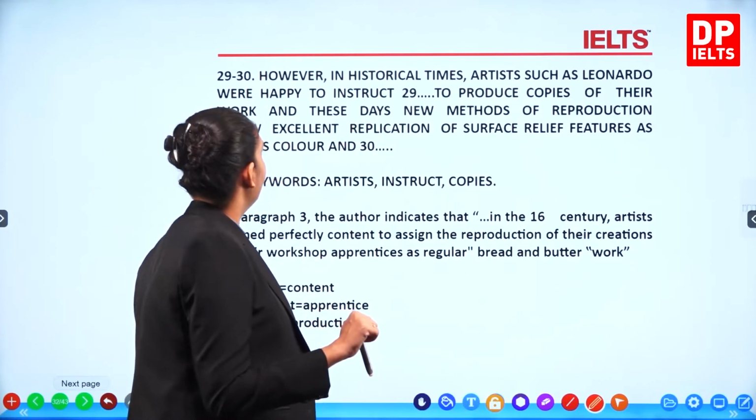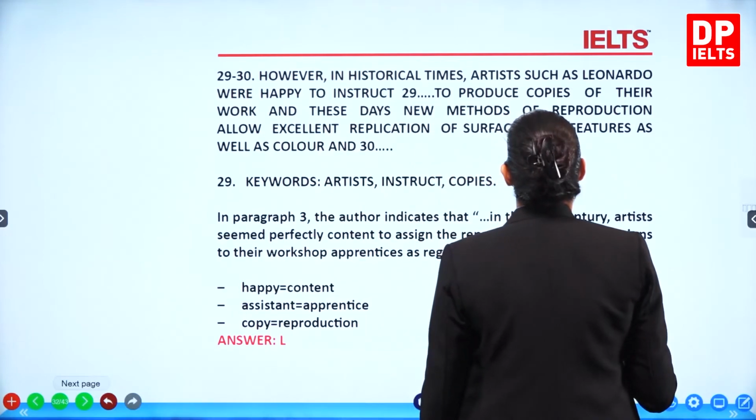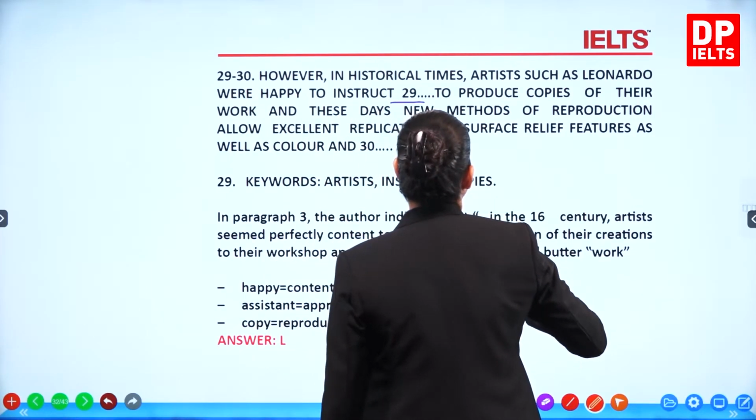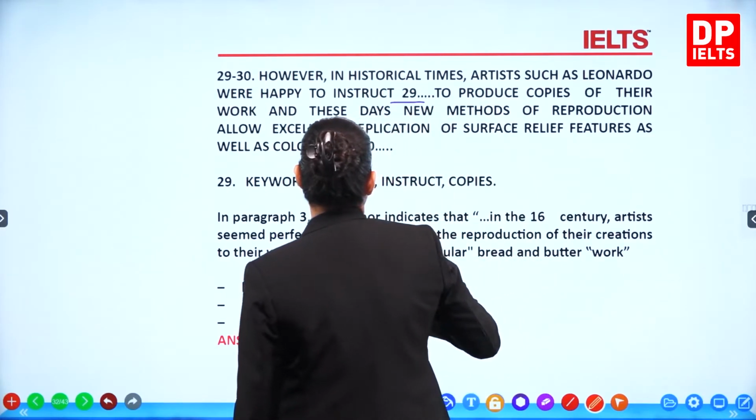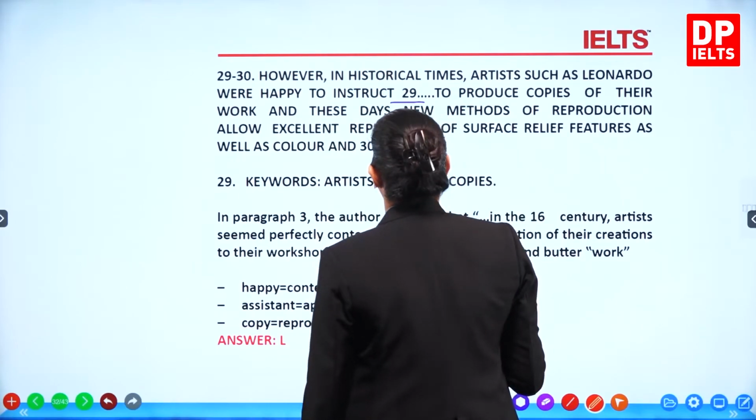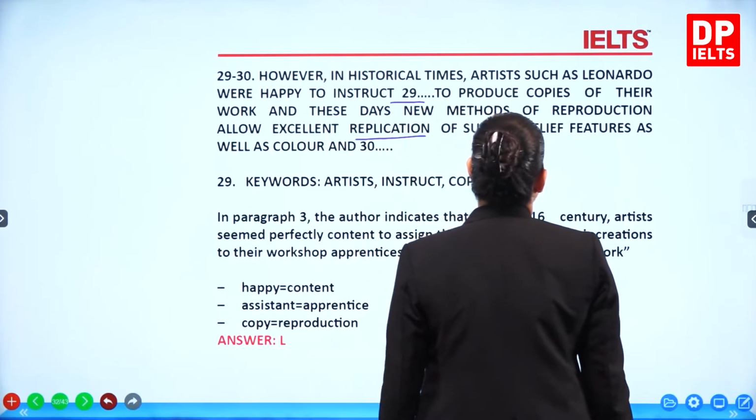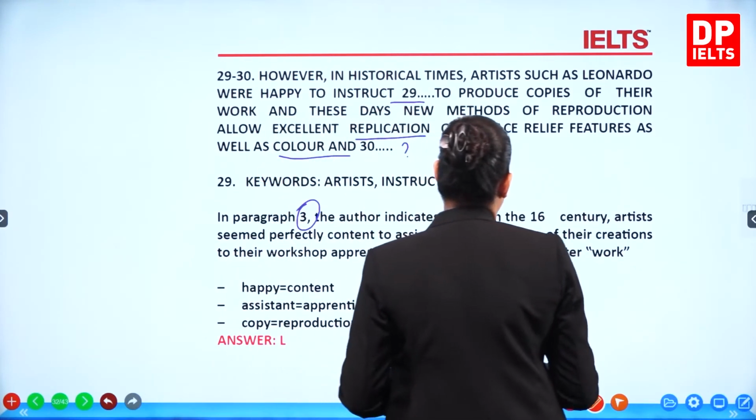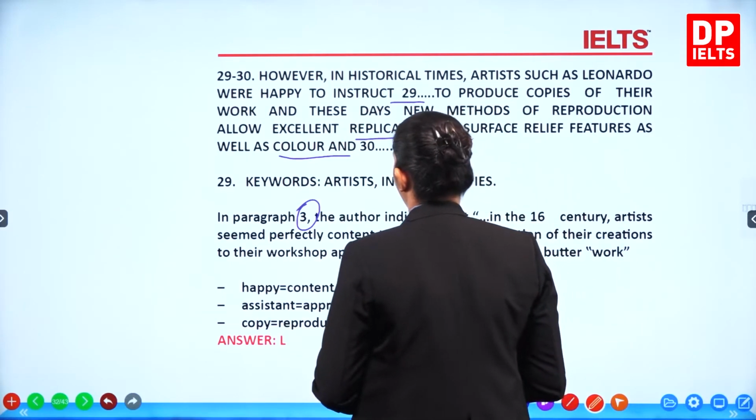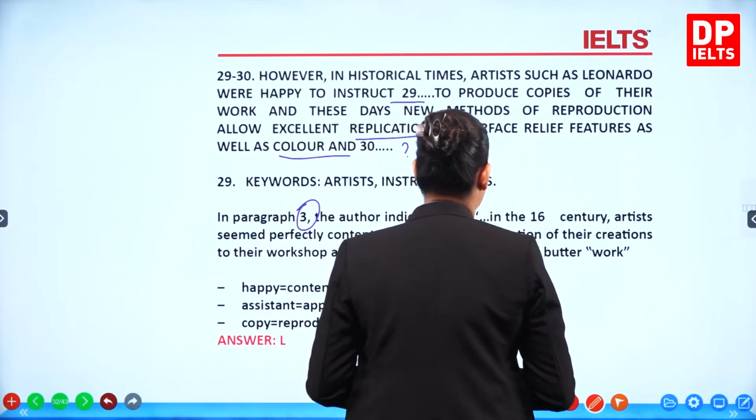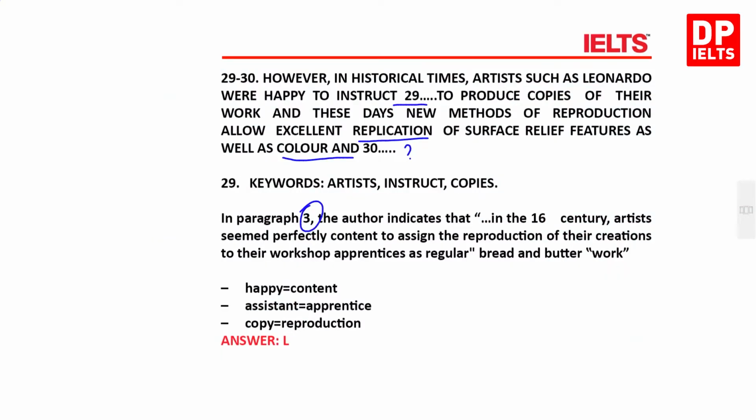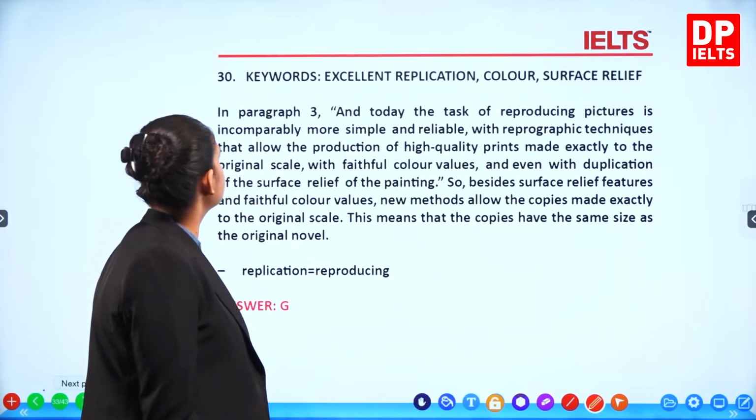29 to 30. However, in historical times, artists such as Leonardo were happy to instruct some of them to produce copies of their work, and these days new methods of reproduction allow excellent replication of surface relief features as well as color and something else. Go to para 3. The author indicates that something goes on. In the century, artists seemed perfectly content to assign the reproduction of their creations to their workshop apprentices as regular bread and butter work. So here I think the most appropriate answer that you can put is L. So that was 29. We're going to have a look at 30.